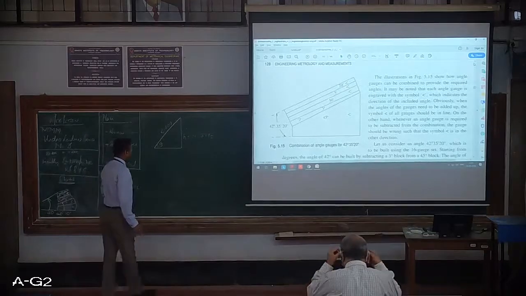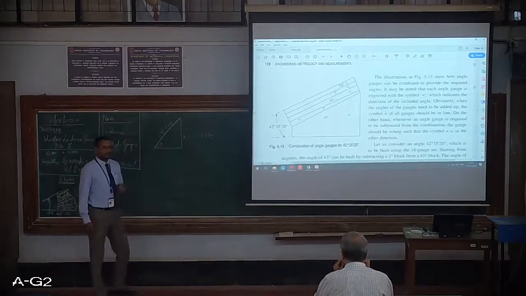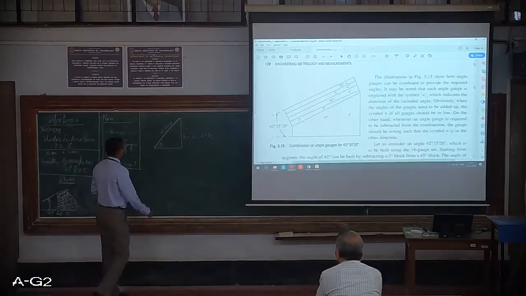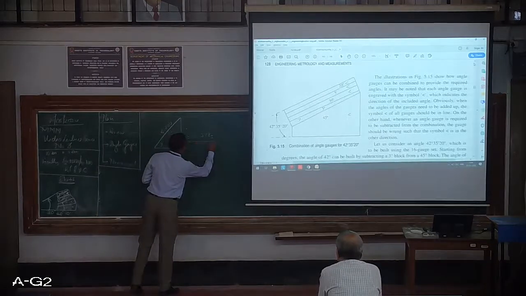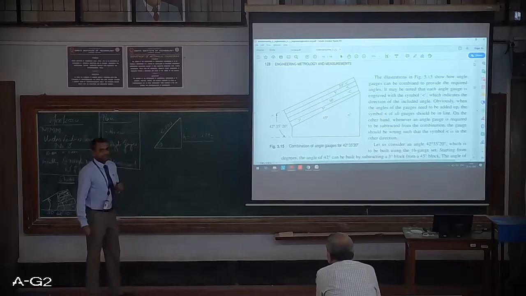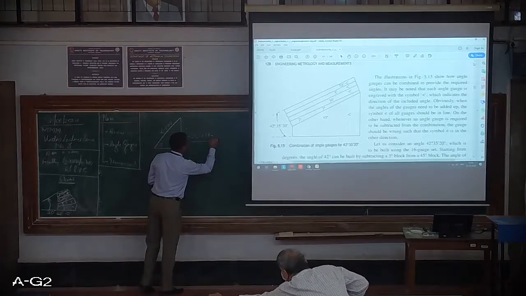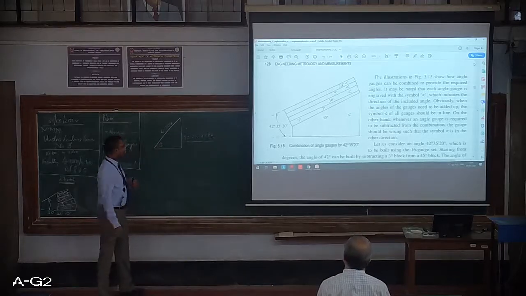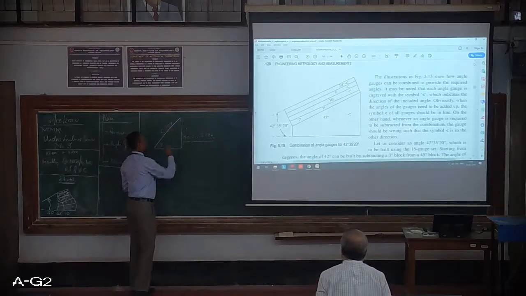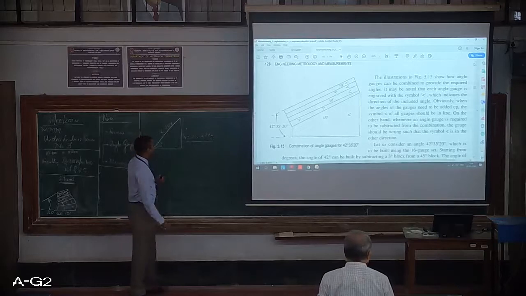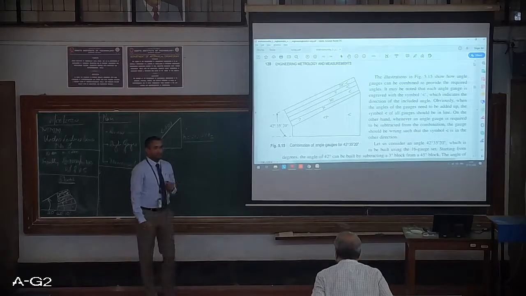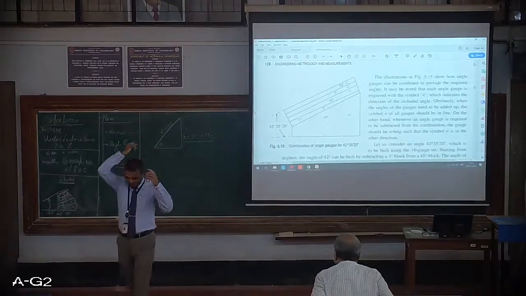An interesting topic suggested by Professor Chitnis. Say, for example, we have a sine bar, and we have an interesting case wherein we are supposed to set the height to 21.3782. This is an example. The length of the sine bar is 200 mm.